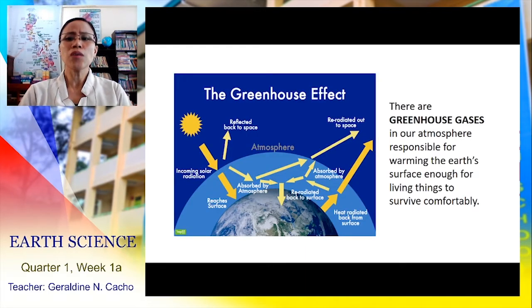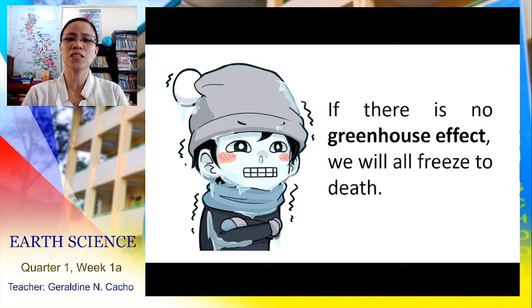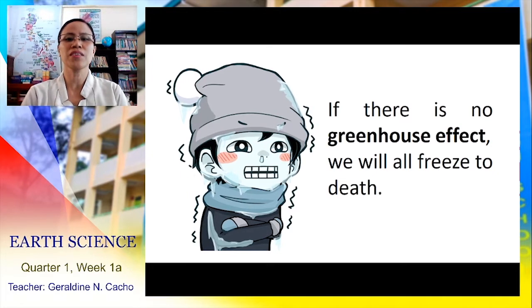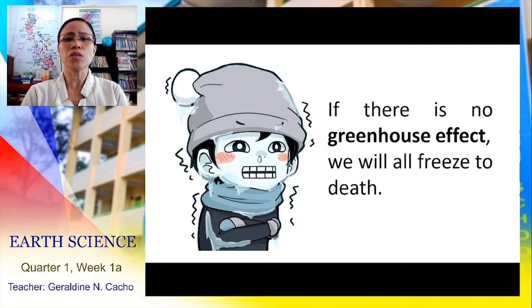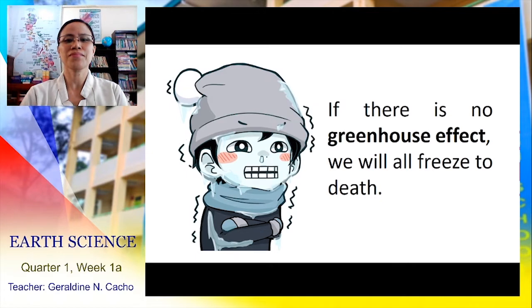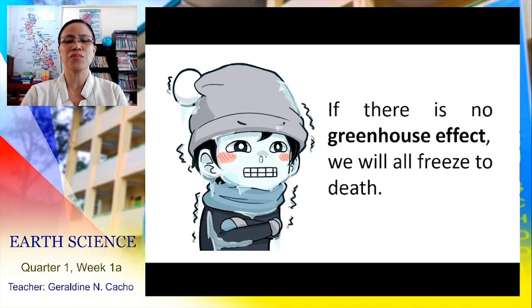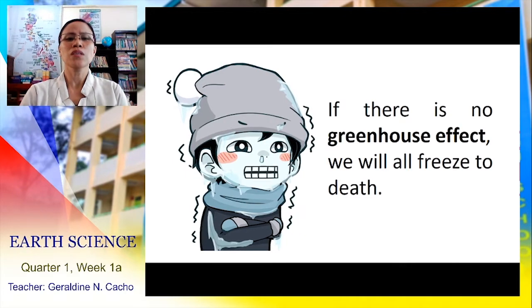There are also greenhouse gases in our atmosphere. They keep the Earth's surface warm enough for living things to survive comfortably. What happens if the greenhouse effect is not there? Look at that. We will all freeze to death because there is no process already keeping the Earth's surface warm. So that is our atmosphere. Beneficial and protective. So what else do you think is around you that keeps you living?